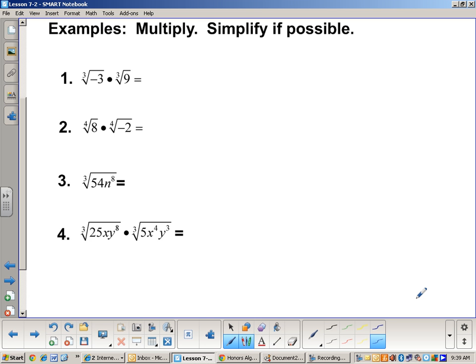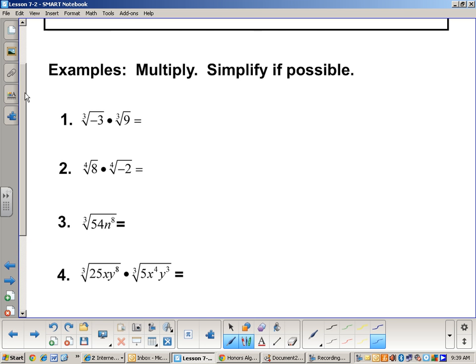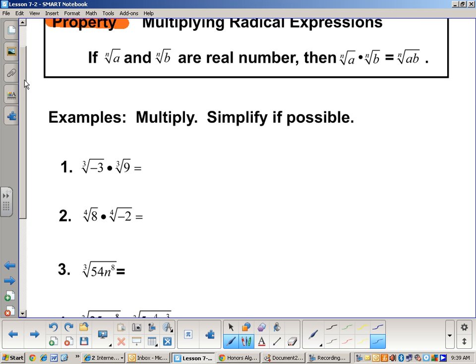If we apply the rule, we have to notice a few things before we can apply the rule. We have to notice that the 3 and the 3 are the same number, an n. Okay? And then we have to notice that they have to be real numbers. So is the cube root of negative 3 a real number? Would the square root of negative 3 be a real number? No, but is the cube root of a negative number a real number? Yes. So that's a real number.